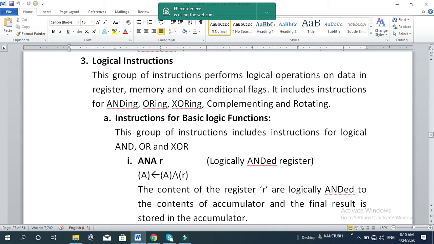This group of logical instructions performs logical operations on data that is there in the register, or it may be there in the memory, or it may be immediate data after the instruction, as well as there are a few instructions which will do some logical operation on the conditional flags.